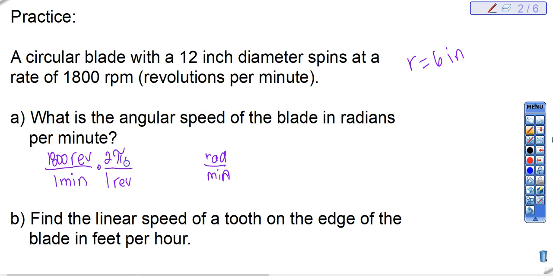2 pi radians. Absolutely. 2 pi radians. I think I'm done with what I need. I can cancel revs, and what I have left in my numerator is rads, and I have minute in the denominator. So that gives me, if I plug that into my calculator, 3600 pi radians per minute. I would like you to convert that to 2 decimal places, please.